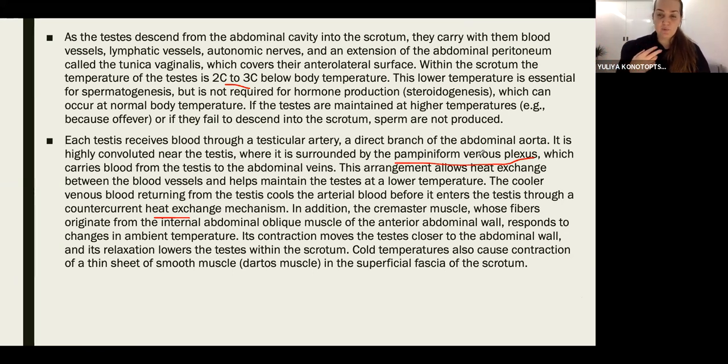So it's perfect what we do. Pampiniform venous plexus wraps around testicular artery and heat is being exchanged. So by the time arterial blood reaches the testicle, it's already cooled down. By the time the venous blood in the pampiniform venous plexus reaches the body, it's already hot. Okay, so it's already 37 degrees.